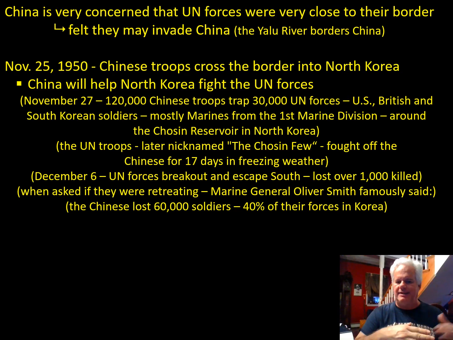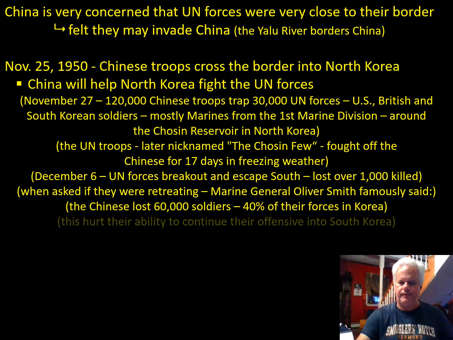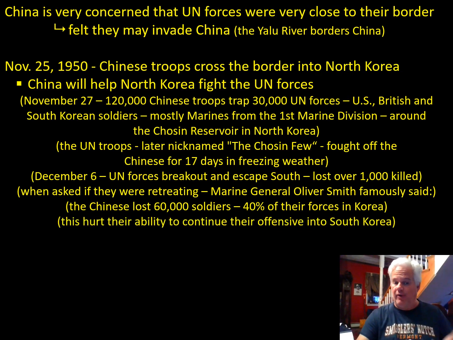Against the Marines, they used to have these bugle charges. They hear the bugles, and they would charge up the hills, and the Marines would be in a desperate fight and just keep shooting at them, and they kept coming and coming. Very similar to the Banzai charges the Marines saw in the Pacific Islands during World War II. They weren't very successful, and as you can see, it cost the Chinese 40% of their forces in Korea. And this will hurt their ability to continue their offense into South Korea.